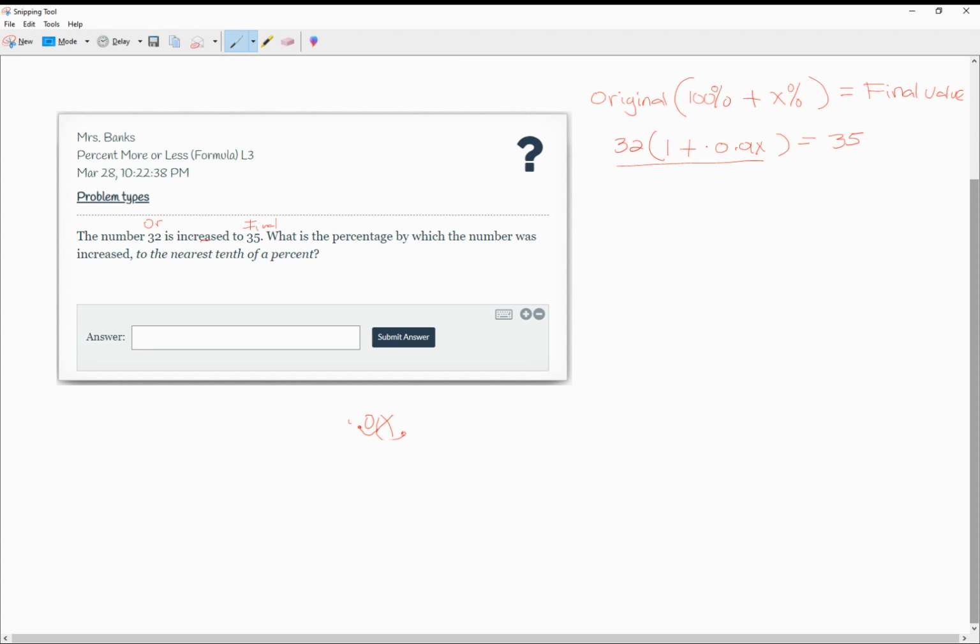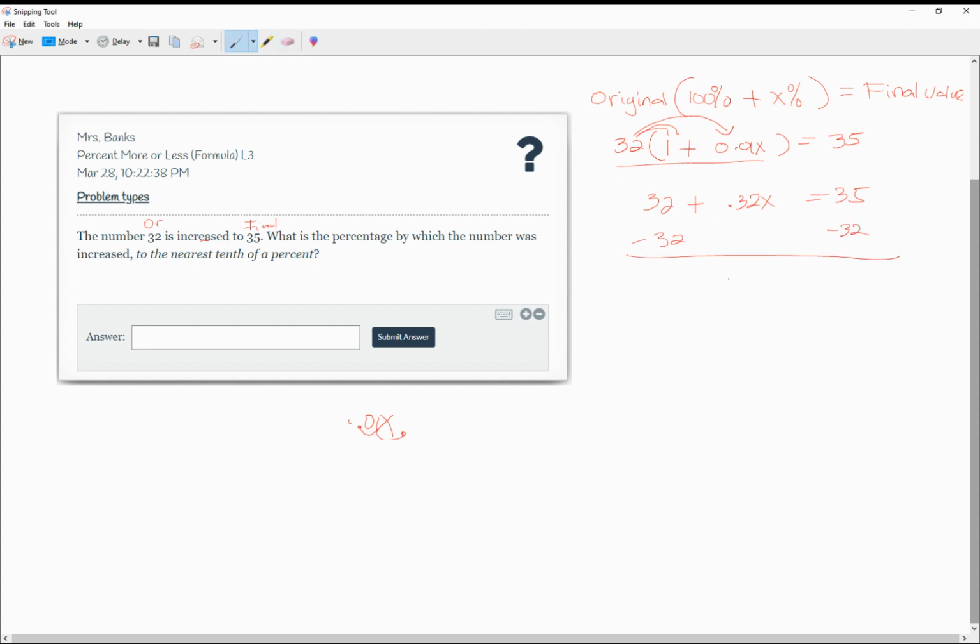Now you can divide both sides by 32, or another way is, instead of dividing both sides, you can distribute the 32. Let's do that. 32 plus 32 times 0.01 gives 0.32x equals 35. So I distributed the 32. This is another way of solving it; earlier, I just divided everything by 32. Now subtract 32 from both sides.